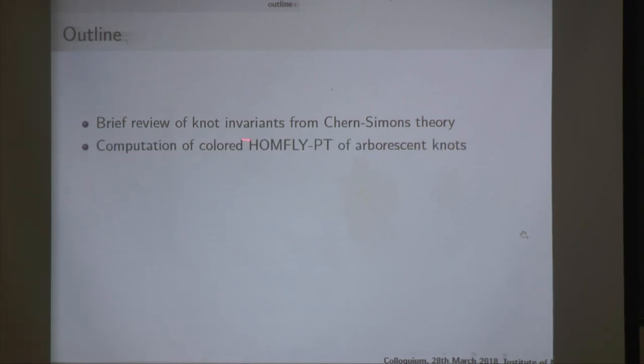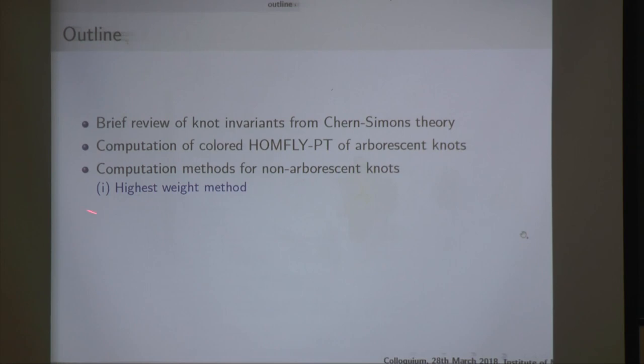And how we could compute the HOMFLY-PT, which will be a polynomial in a variable. So this is how we compute for a class of knots, which I call arborescent. I'll explain what is arborescent. And then the other method, which has been started by the Russian team, on computational methods for non-arborescent, I'll briefly give you a feel of it, and some of the explicit calculations Vivek will do tomorrow at 2 o'clock.